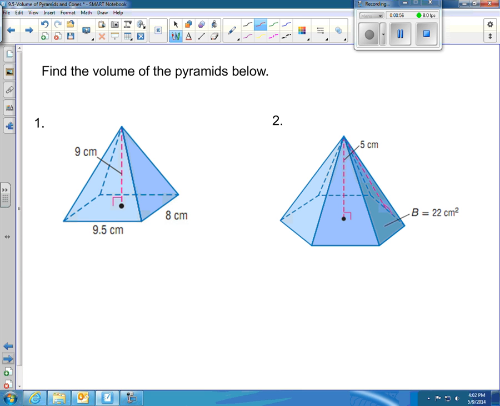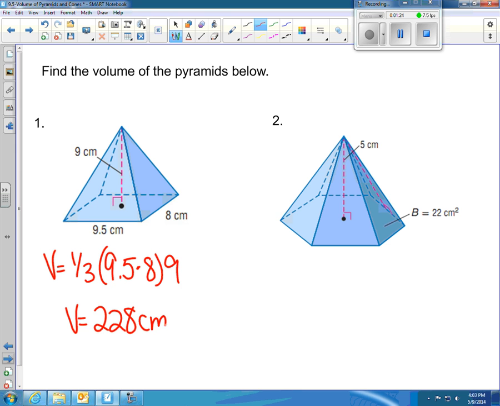Our volume is 1/3 times our base area. They give us the two sides of the rectangle, so 9.5 times 8, and then times the height. If we multiply all those through, I would suggest taking 9.5 times 8, times that by 9, and then dividing by 3. That gives us a volume of 228 centimeters cubed.